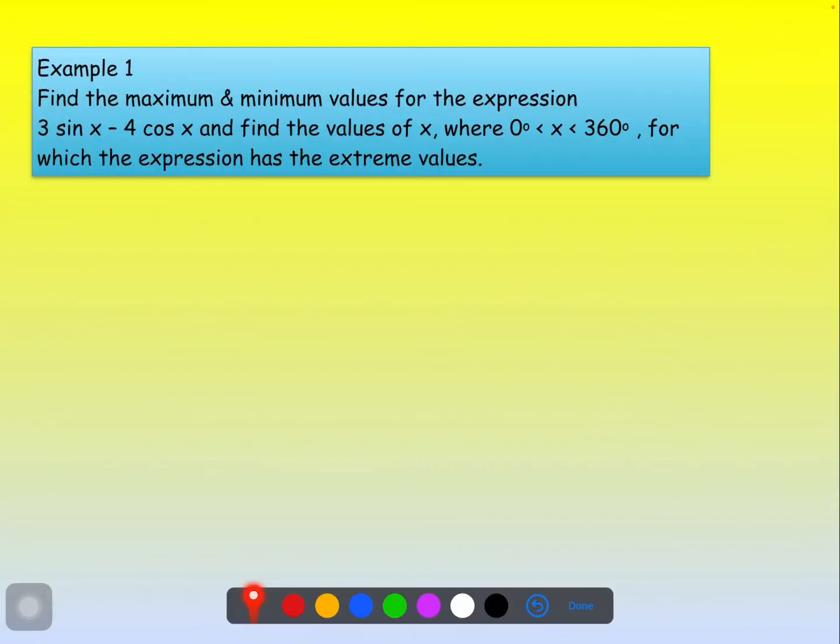Example 1. Find the maximum and minimum values for the expression 3 sine x minus 4 cos x, and find the values of x, where x is from 0 until 360, for which the expression has the extreme values. What does it mean by extreme values? Extreme values here refer to the maximum and minimum values of this function. We can see that 3 sine x minus 4 cos x consists of two different trig functions, so we have to simplify them into a single trig function, so that it is easy for us to find the maximum and minimum.